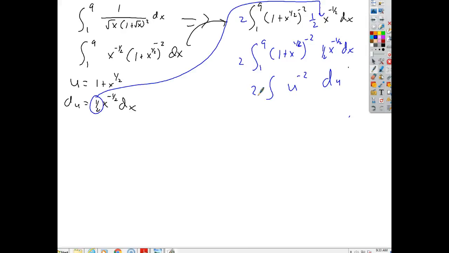Yep. Plug a 1 in, into this expression here. What's the square root of 1? 1. 1 plus 1 is 2. Love it. Plug in a 9. Square root of 9 is 3. 1 plus 3 is 4. Nice. Integrate away. Raise the power by 1. Divide by the power I get.